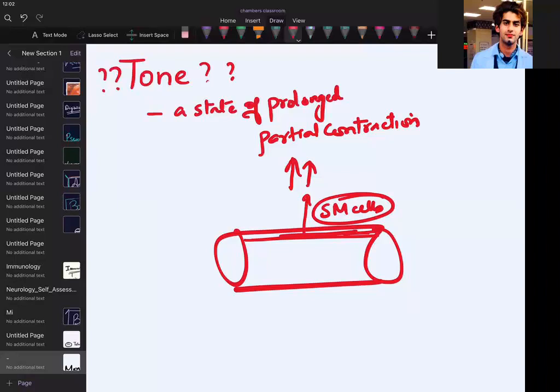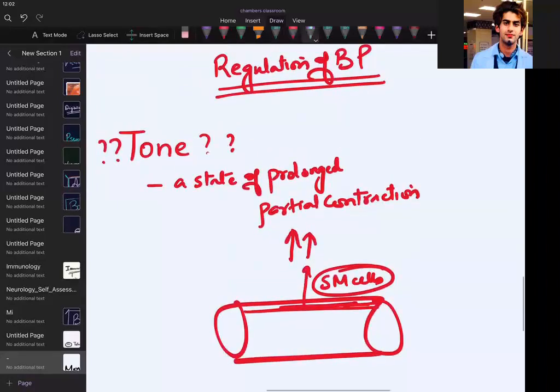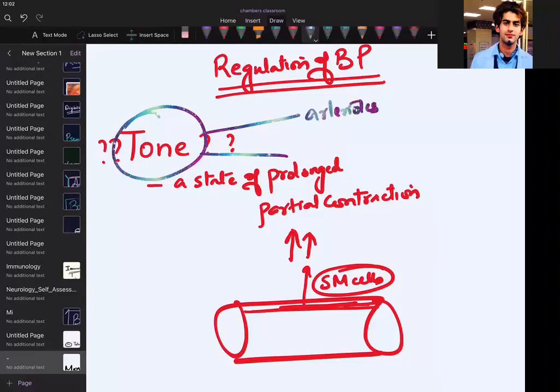So this tone is playing the big game in the BP. And that too, which vessels have I taught you? Arterioles and smaller arteries. I have taught you, isn't it?